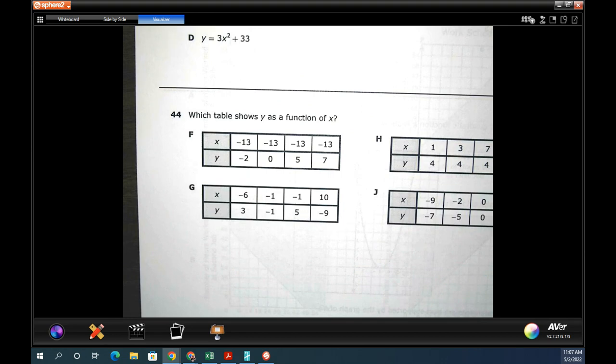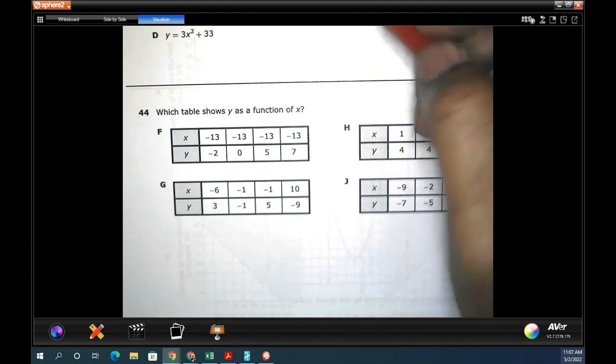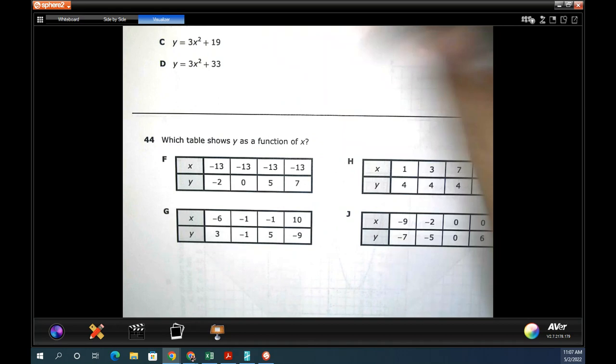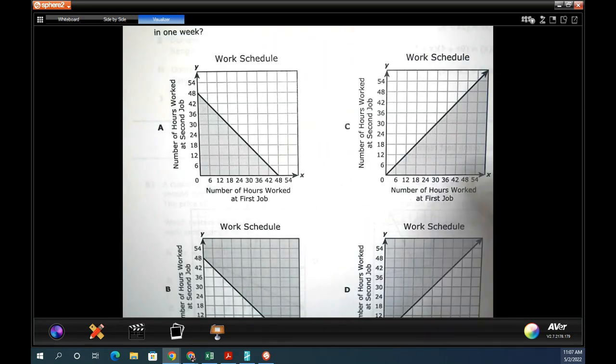Table. 43, graph it. Find which one matches. Okay, function X cannot repeat on 44. Was there anything else?